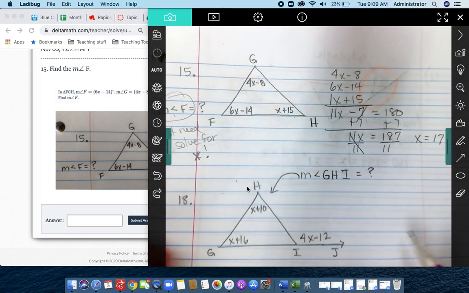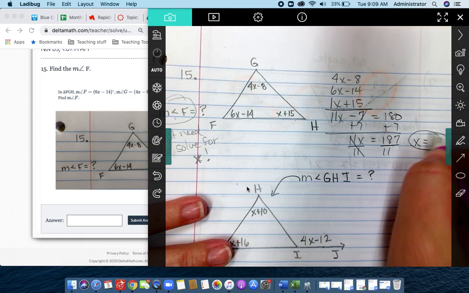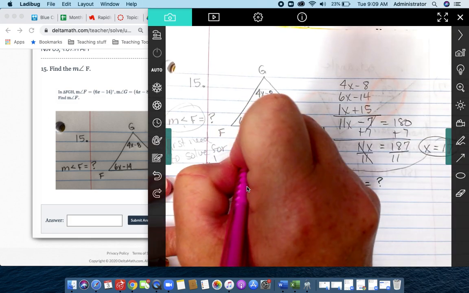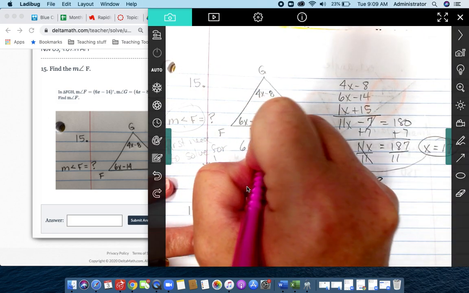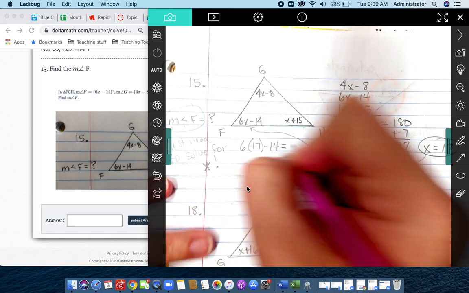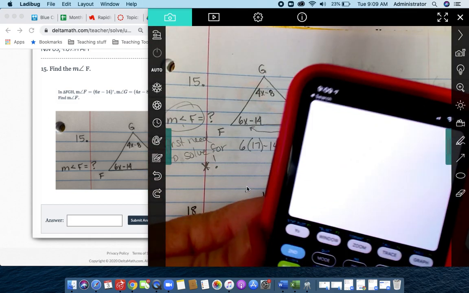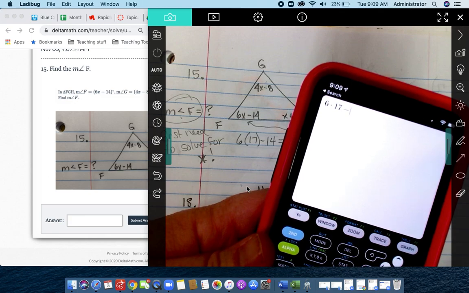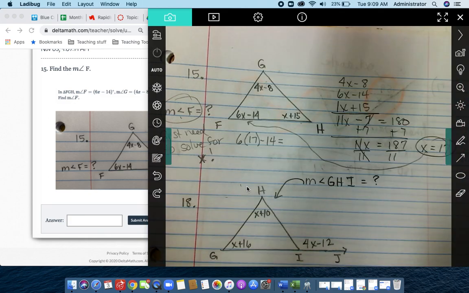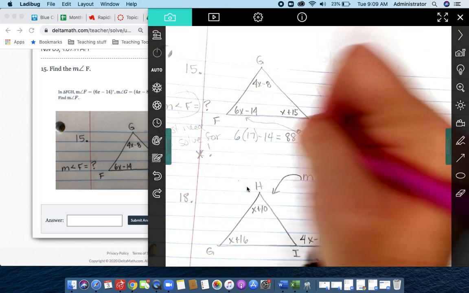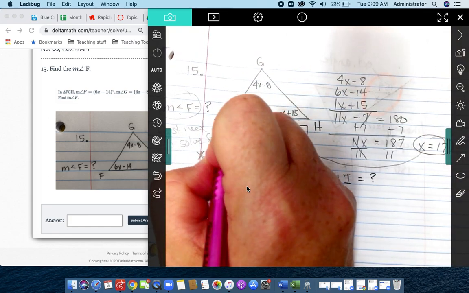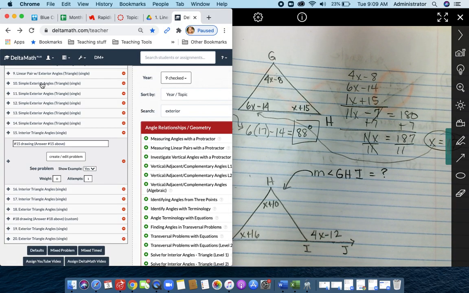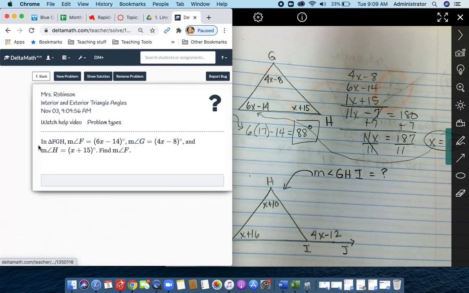So that means after we find the value of 17, we then must substitute it back into the expression for angle f. So now I'm going to write out 6 times 17 minus 14. And that will be the measure of angle f. So 6 times 17 minus 14 gives us 88 degrees. So f would be 88 degrees. Now remember not to answer it on the drawing one, answer it here for 15.